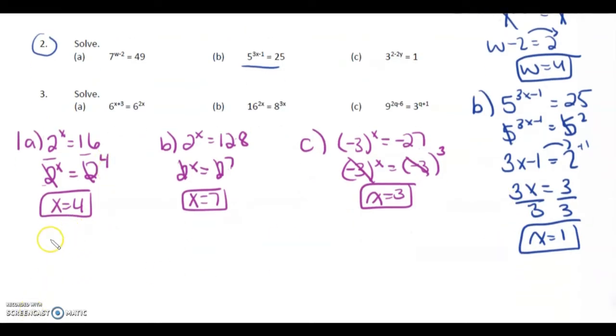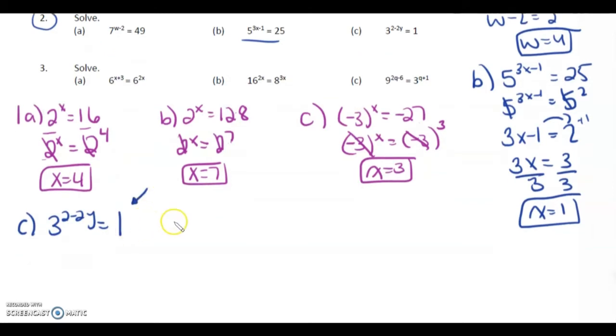Okay, we'll bring c down here. So I get, for c, 3 to the 2 minus 2y equals 1. Okay, this is a tricky one because when we see 1, we're like, okay, well, we can't change it to a base of 1, because 1 times 1 is always going to equal 1, no matter how many times you put it beside each other. So we actually have to go with the bigger base, which is 3.